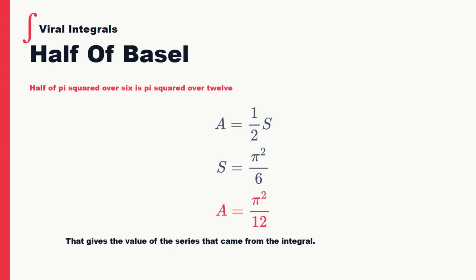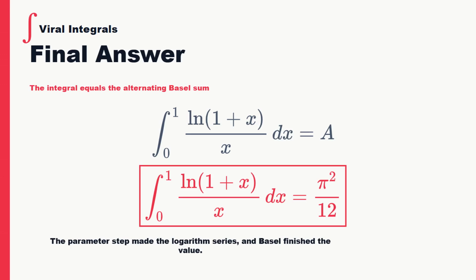Now replace S with the Basel value pi squared over 6. Half of pi squared over 6 is pi squared over 12. So the alternating reciprocal square sum has the value pi squared over 12. Now we just return that value to the original integral. The parameter argument turned the integral into the alternating square sum A, and A is pi squared over 12. So the integral has the value pi squared over 12.